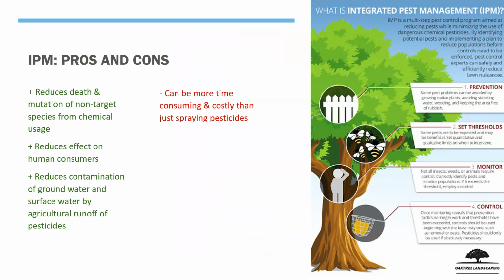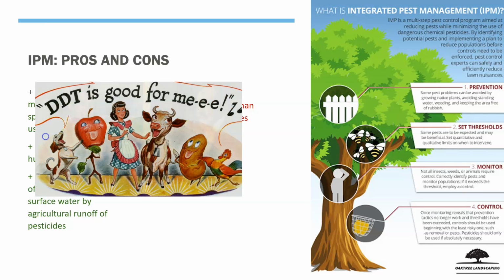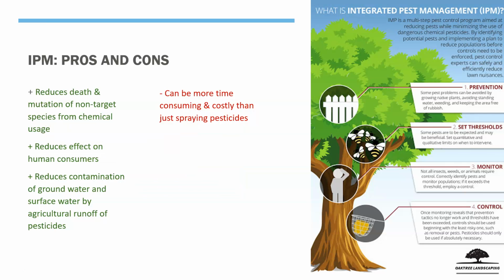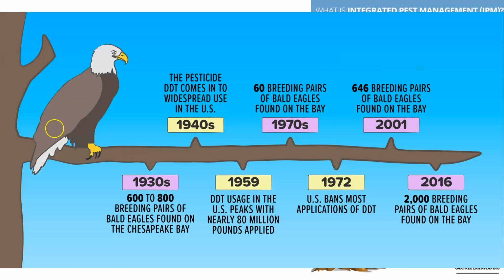So pros and cons of IPM, that's the abbreviation for integrated pest management. It reduces the death and mutation of non-target species from chemical usage. So perhaps you've heard of DDT. At one point, we thought DDT was perfectly safe. What we found was that when the pesticide DDT became widespread, the bald eagle population went from having 600 to 800 breeding pairs in the Chesapeake Bay to only 6. Once DDT was banned, the breeding population of eagles soared back up to 646 breeding pairs in 2001 and 2,000 breeding pairs in 2016.